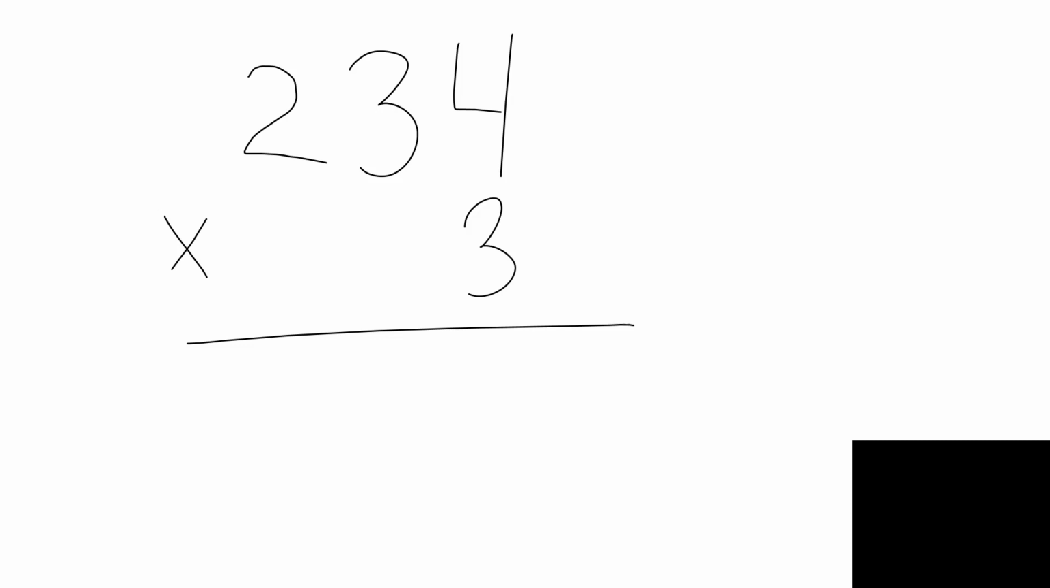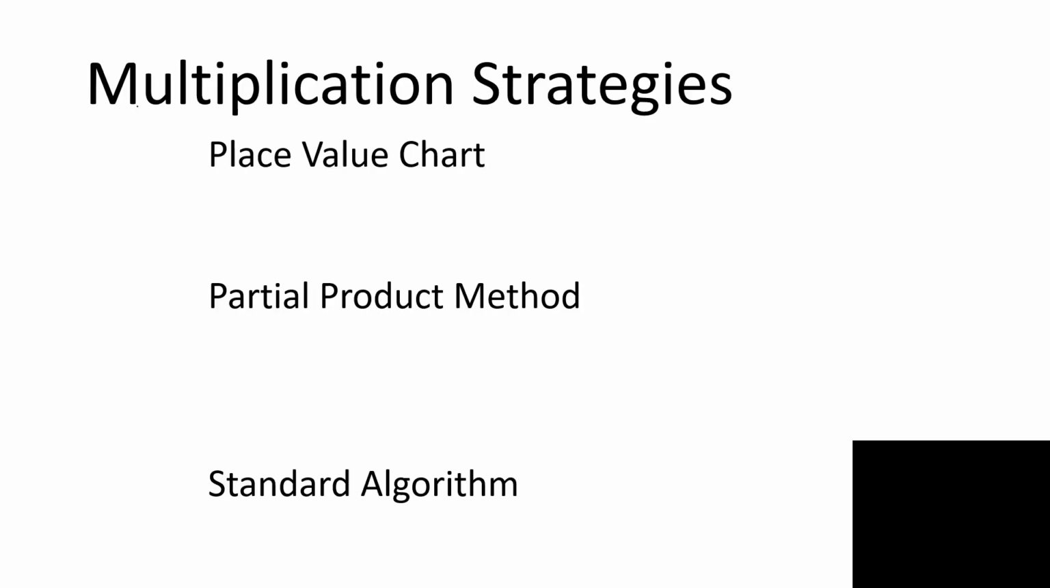So the first problem that we're going to do is 234 times 3. And if we remember the different multiplication strategies that we learned to help solve this problem to find our product is using a place value chart, using the partial products method, or just straight up multiplying using the standard algorithm. And we're going to go through all of those strategies and review them right now.